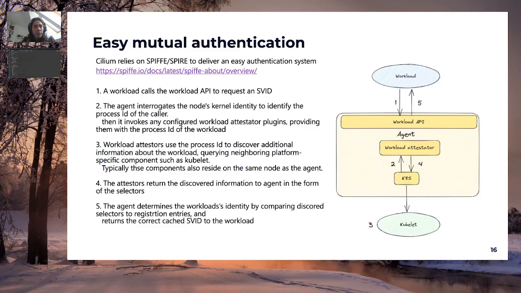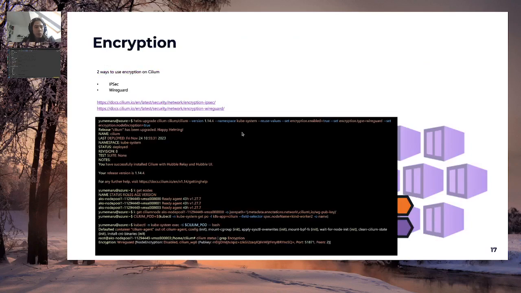We can also do some easy mutual authentication. For that we use Spire and SPIFFE. The workloads are authenticated on the workload API, and they can be authenticated through the Spire cluster. I will show you the installation after that. And last but not least, we can also manage the encryption. We have two ways to manage the encryption, either through IPsec or through WireGuard. Again, the same thing as you can see here: we can upgrade the Cilium deployment, specify the encryption to be enabled, and set the encryption type to WireGuard.